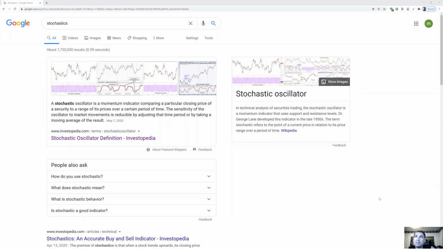Stochastic oscillator is a momentum indicator comparing a particular closing price of a security to a range of its prices over a certain period of time. The sensitivity of the oscillators to the market movements is reducible by adjusting that time period or by taking a moving average of the result.